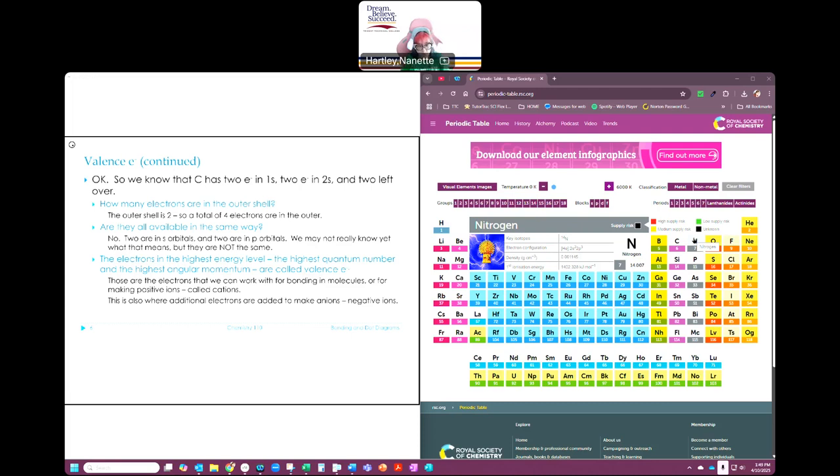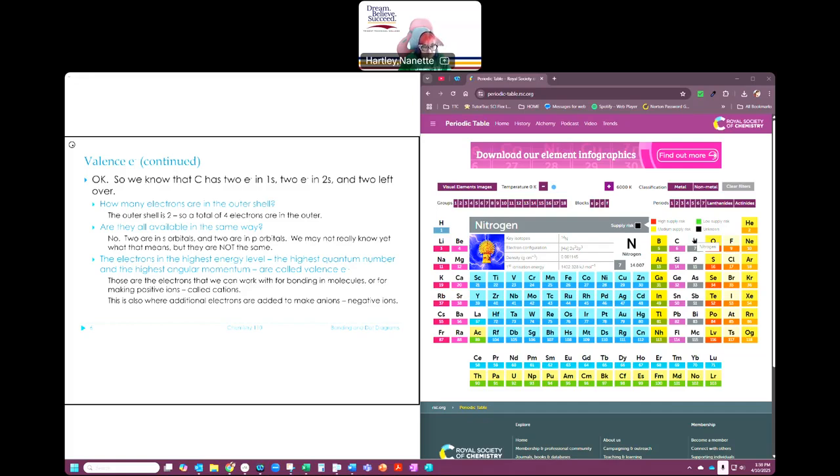So we also know that we have 4 in that 2 level. The 4 that are in that 2 level outer shell are the most available to us. If we're standing on the outside and we're looking at this carbon, those are the ones that I can see. The ones on the inside, I can't really see. They're not as available to me, so it's harder for me to get to those ones and to do anything with them. The ones in that 2 level are in the highest energy level, the highest quantum number. Those are the valence electrons.